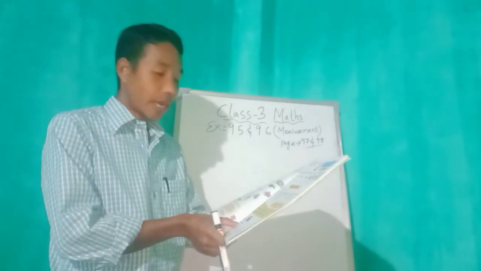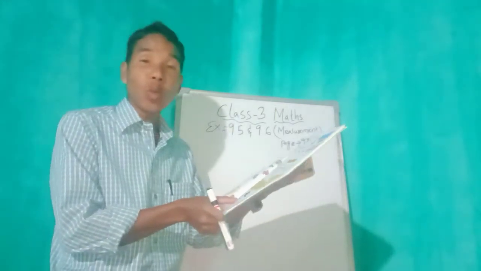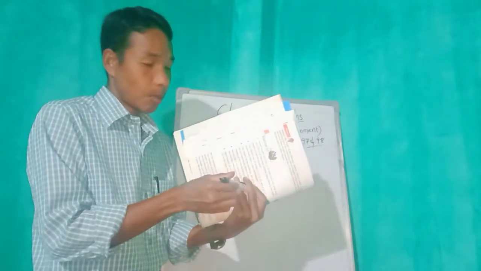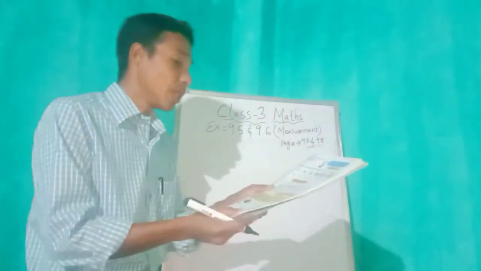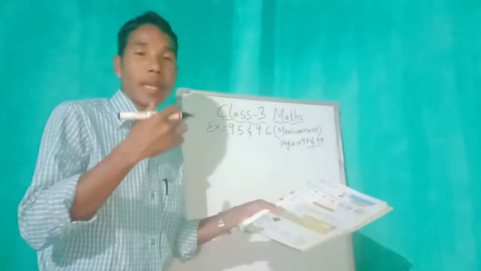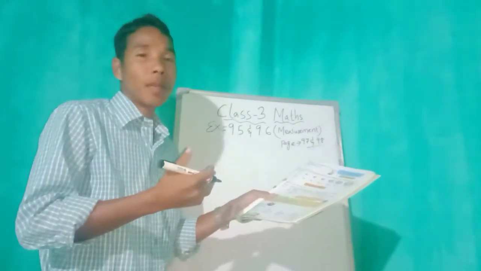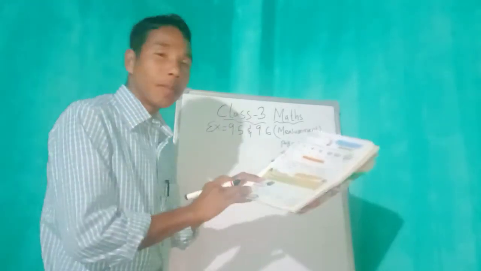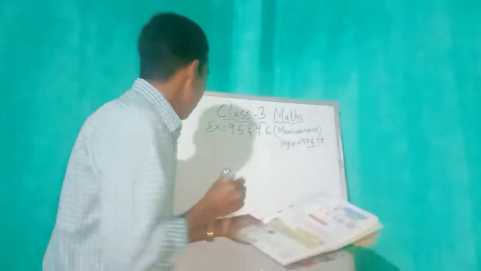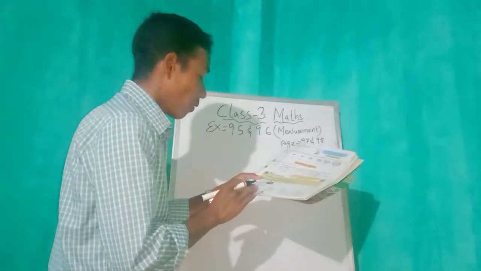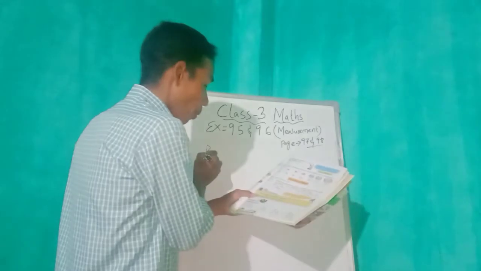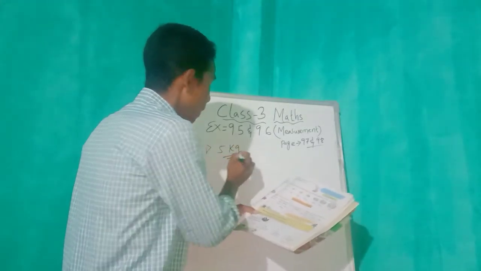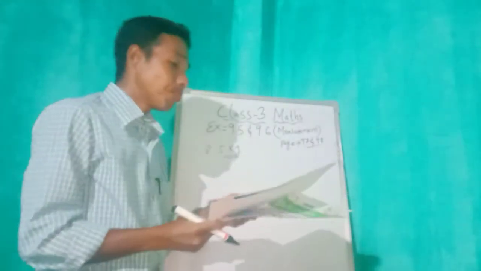Okay, so here it is written, exercise 9.5, convert into gram. So convert into grams, okay? From kilogram to gram. So kg means what? Kilogram. So how will we convert this one? Convert into gram, number one, okay? 5 kg is there. So 5 kg, how will we do?